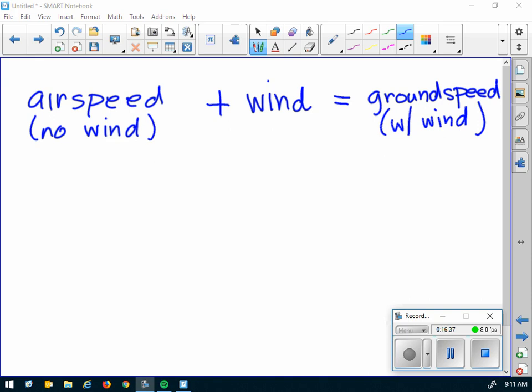So what you have to do is find two of those three vectors. You have to be given enough information to write two of those three vectors, and then you can find the other one. Typically, we will be given the airspeed and the wind, and then we'll have to find the ground speed, all right?